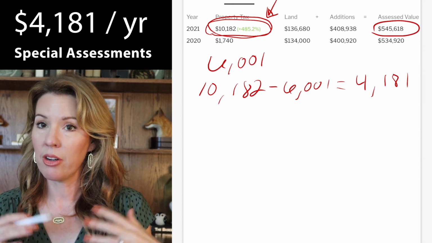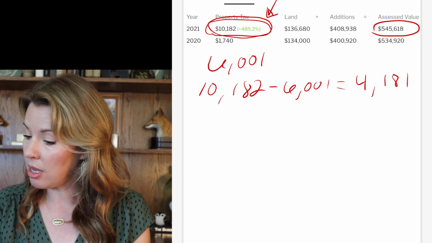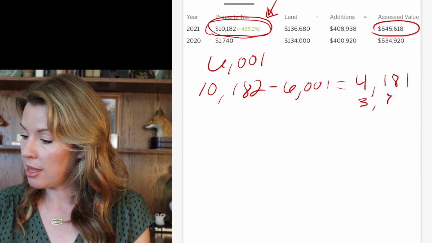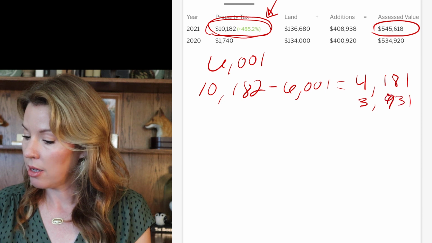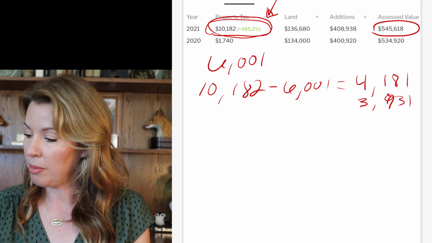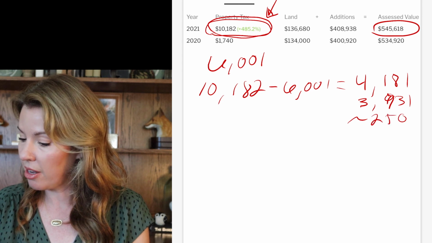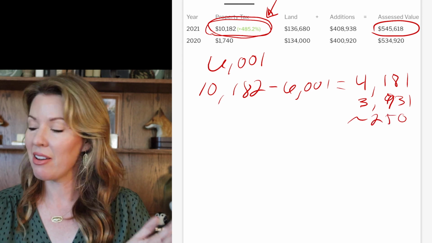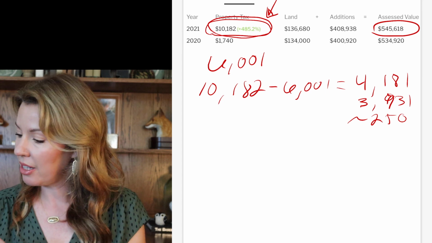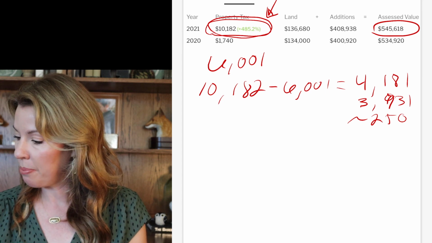Okay, so just to give you an idea that we are just looking at ballpark numbers here, they're not going to be 100% accurate. I looked up what the actual special assessments were, and it's $3,931. I apologize, my handwriting is terrible, especially with this pen. So that's a difference of about $250. So we're looking at rough ballpark numbers here.